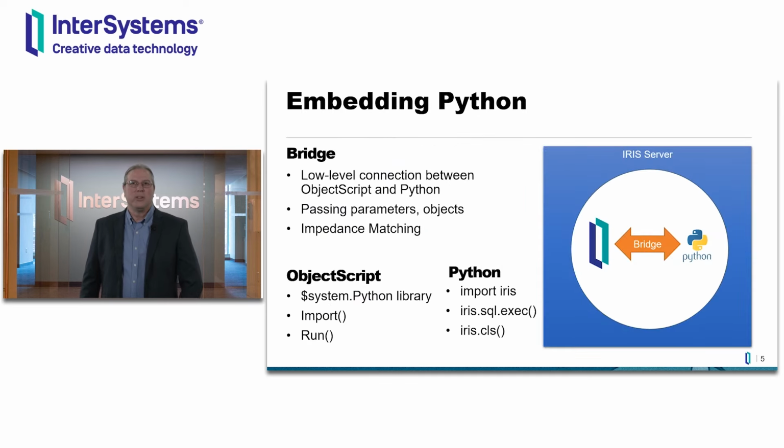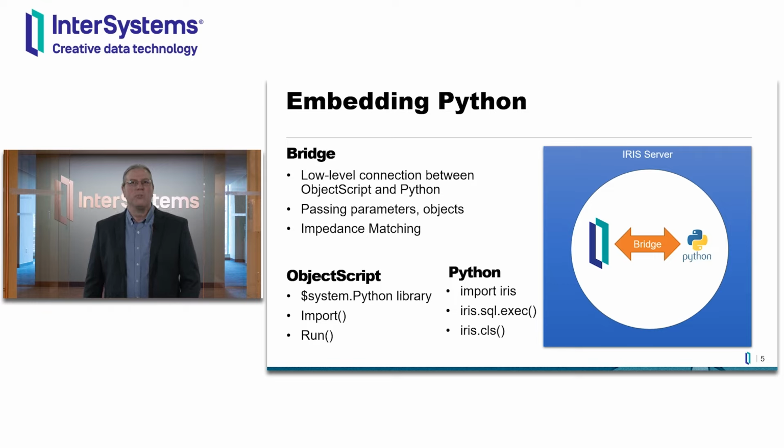The real magic of embedded Python is an internal component called the language bridge. The bridge acts, as I mentioned, as connective tissue between the two languages, and it serves to connect functionality, smooth out impedance mismatches, and generally simplifies moving between the two languages.